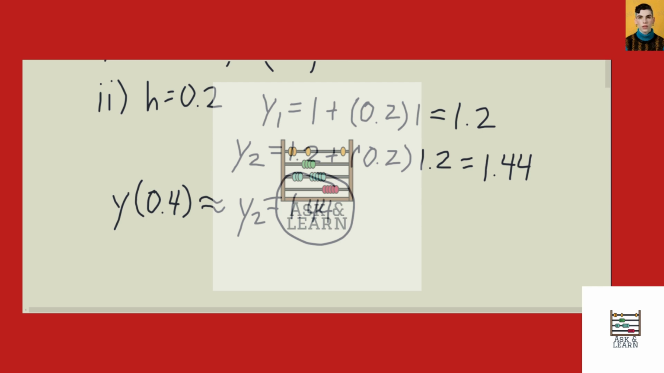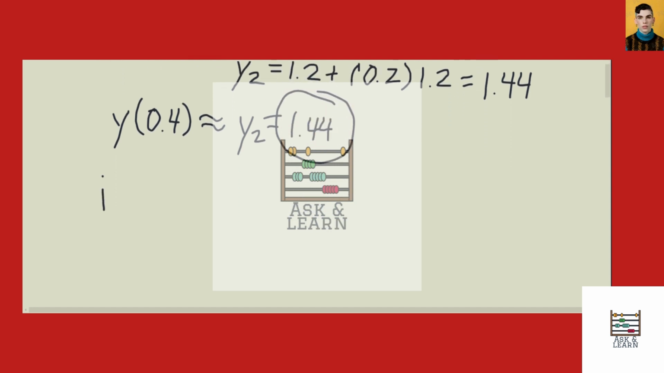In part 3, we are asked to use a step size of 0.1. There will be 4 steps. So y1 would be equal to y0, which is 1, plus the step size, 0.1, times the function y evaluated at the point 0, 1, which is just 1. So this is 1 plus 0.1, or 1.1.